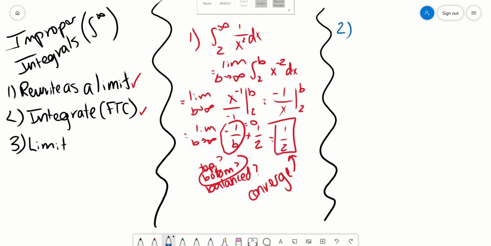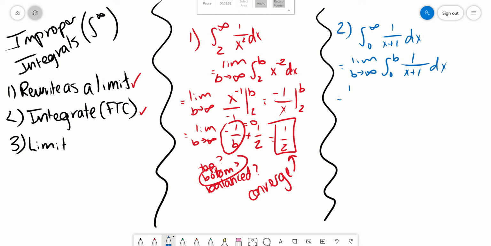So one other example real quick. We integrate from 0 to infinity of 1 over x plus 1 dx. Same concept. We rewrite it as a limit. Okay, and now we are going to evaluate the integral.